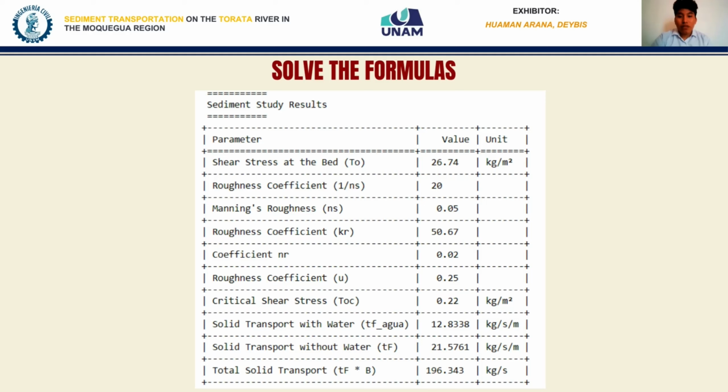This is the result. The shear stress of the bed is 26.74. The roughness coefficient is 20. Manning roughness is 0.05. Roughness coefficient is 50.65. And coefficient R is 0.02. Roughness coefficient is 0.25. Critical shear stress is 0.22. The solid transport with water is 12.8338. The solid transport out of water is 21.5761. And the total transport is 196.343.